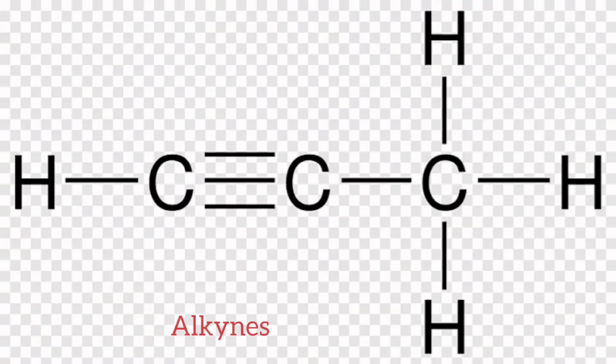Next, we'll be looking at the alkynes, which have a triple bond. That's why you can see three lines in between the first two carbons. In our picture there. So yeah, that's our alkynes.